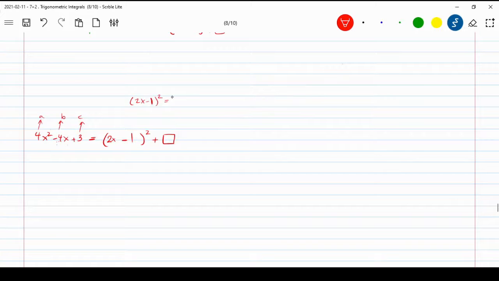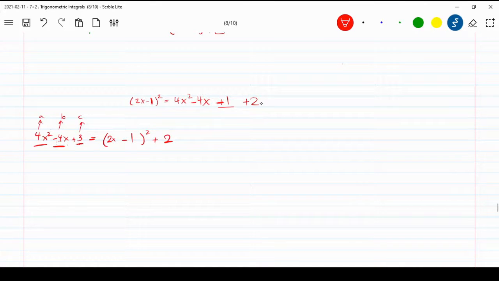Minus 1 squared. You should end up with 4x squared minus 4x, exactly the first two match. Then you would have plus 1. But what we need is plus 3. So we already have a plus 1. We just need to add a positive 2. That positive 2 is where we need it here. It fills up this box.